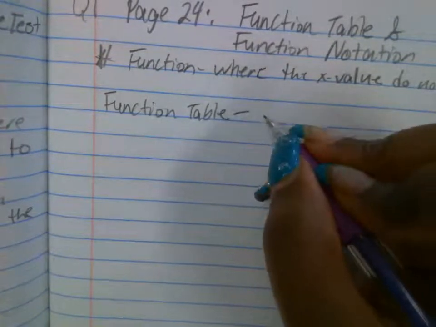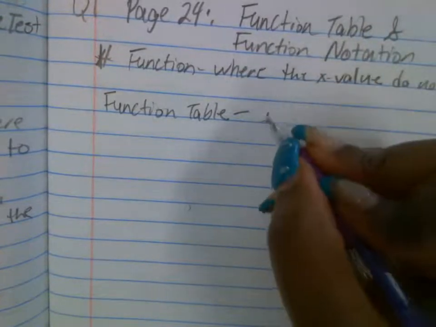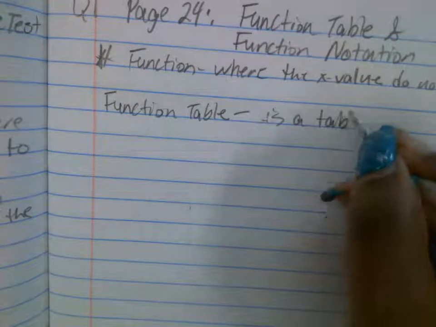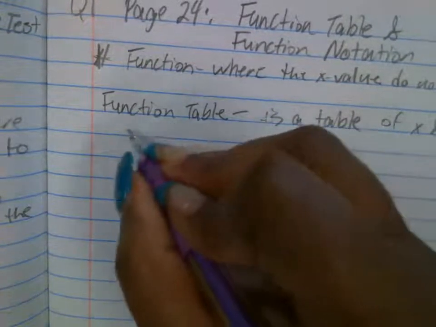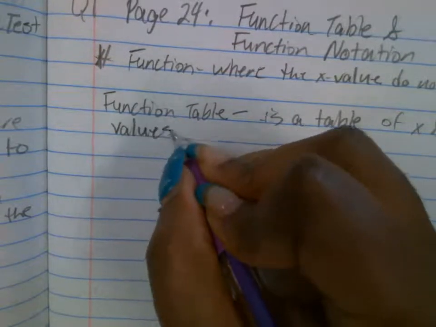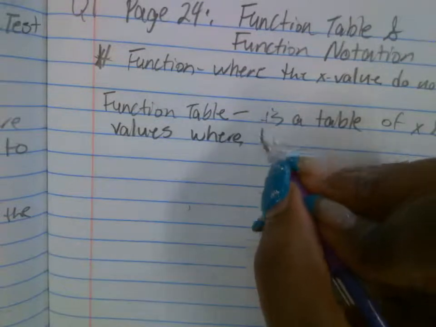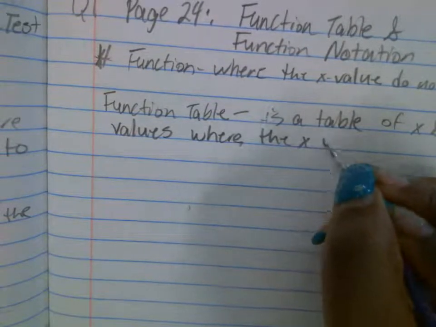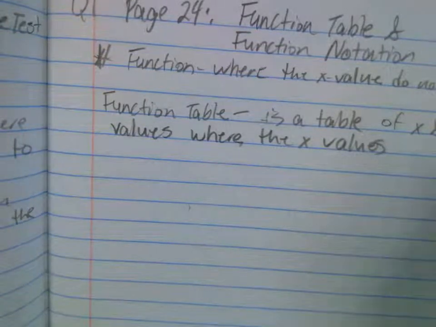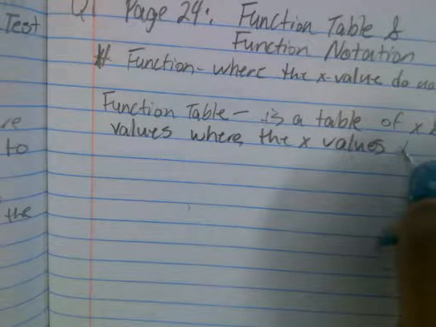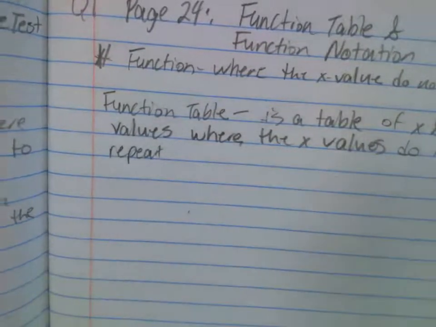A function table is a table, the x and y table of x and y values where the x values do not repeat. X values do not repeat. Okay?